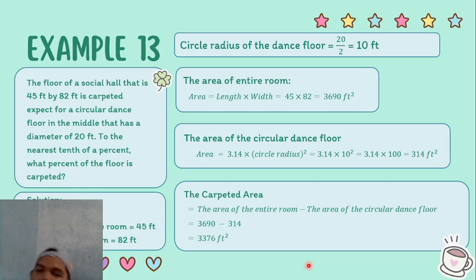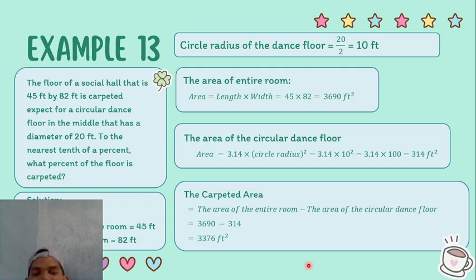Solution: we know that the length of the entire room is 45 feet and the width of the entire room is 82 feet. The radius of the circular dance floor is 20 divided by 2, which equals 10 feet. The area of the entire room is length times width, so we get 45 times 82 equals 3,690 square feet. The area of the circular dance floor is 3.14 times 10 squared, which equals 314 square feet.